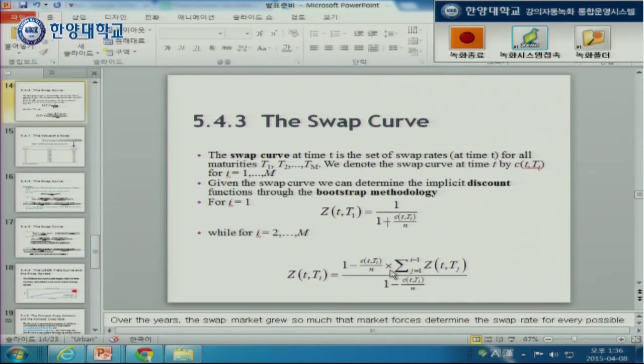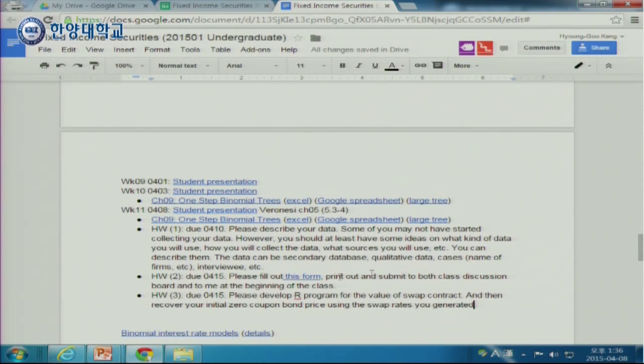And then the next homework is, okay, let me explain this one first. Homework number 1 is due this Friday, so the day after tomorrow. Please describe your data. Some of you may not have started collecting your data. However, you should at least have some ideas on what kind of data you will use and how you will collect the data and what sources you will use, etc. Right? You can describe them.